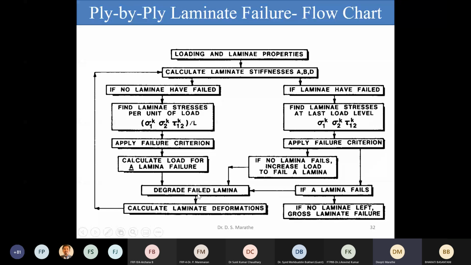Now, if the lamina doesn't fail, then find lamina stresses at the last load level. Again, apply the failure criteria. Now, if no lamina fails, increase the load further. If a lamina fails, then degrade that lamina. And if no laminas are left in this process, then the complete failure of that particular laminate has taken place.